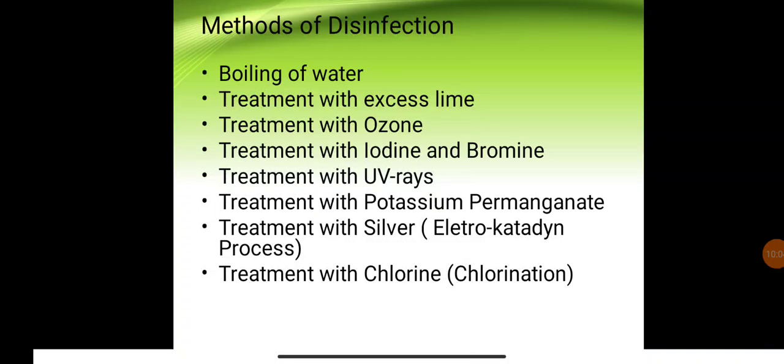And the treatment with iodine and bromine. When we treat the water with iodine and bromine, these disinfectants are nowadays available in the form of pills, that is small tablets, and they are more costly than chlorine. That's why we say chlorination is one of the effective and common disinfectants used. The iodine and bromine pills are also costlier than chlorine.